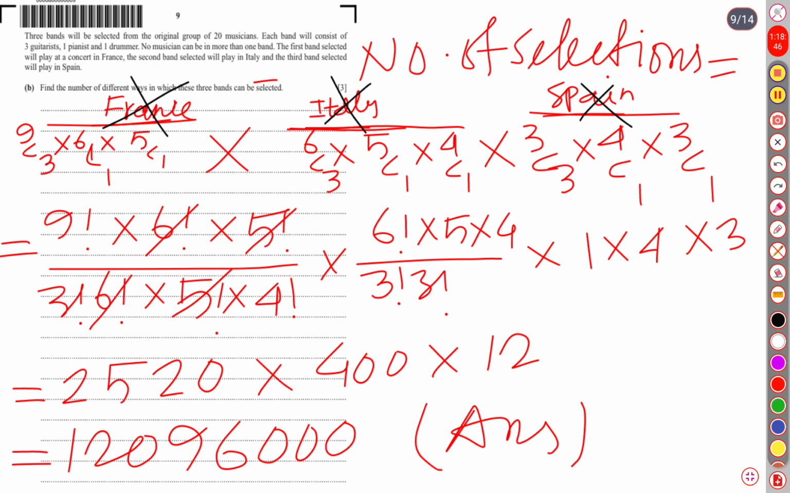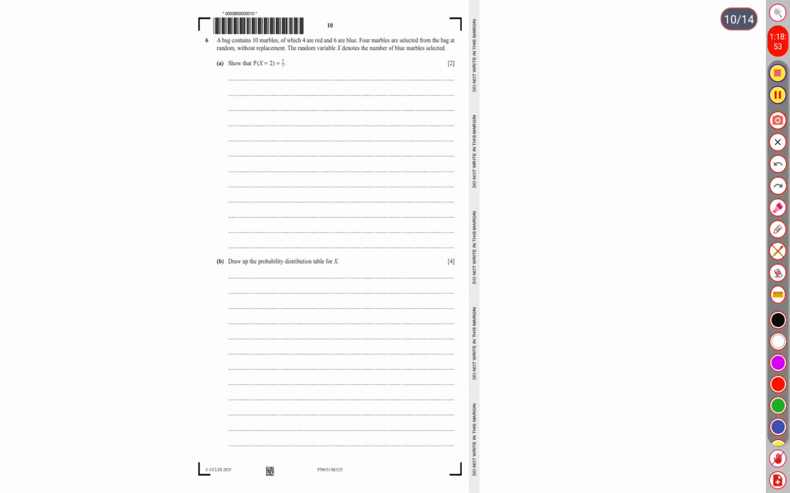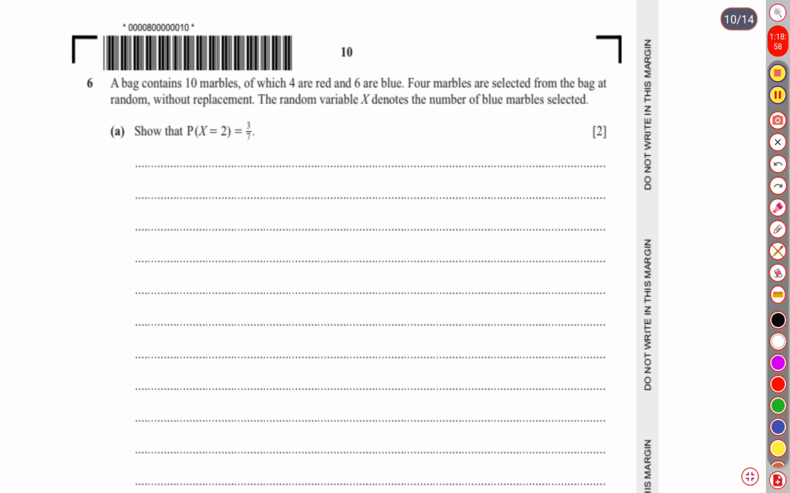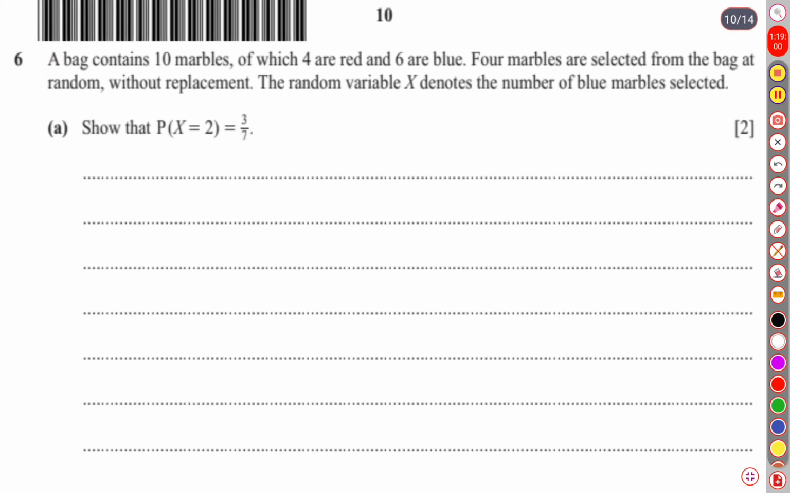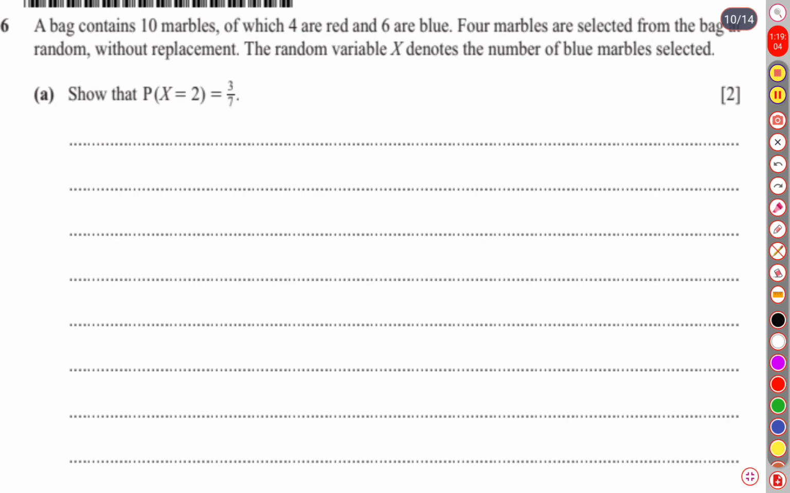Well, then the next question. Let's solve the final of all the questions of this paper. It says a bag contains 10 marbles, of which 4 are red and 6 are blue. 4 marbles are selected from the bag at random without replacement. The random variable x denotes the number of blue marbles selected.